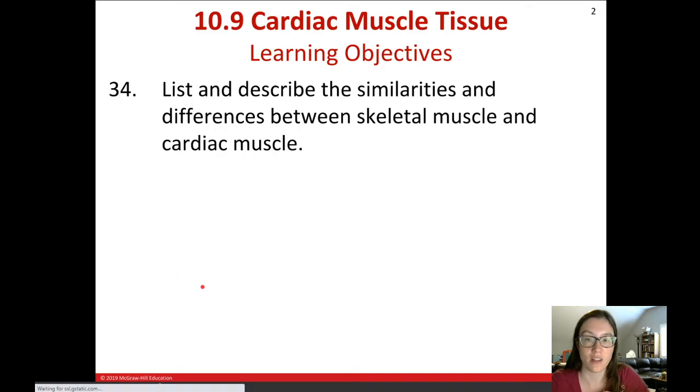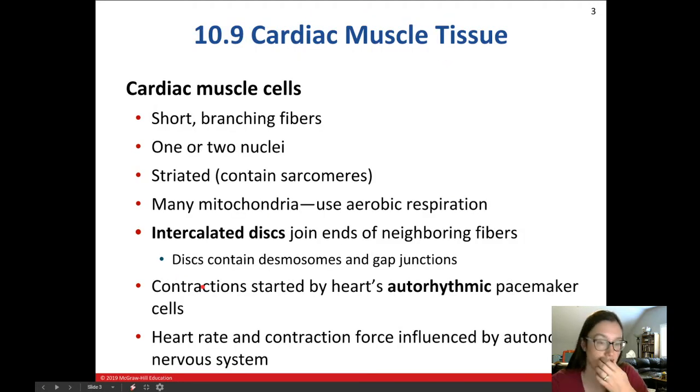Cardiac muscle is something that we'll talk a lot about in 169 when we get to the heart. Cardiac muscle is found in the heart. It has short branching fibers. They each have 1 or 2 nuclei, and it's striated. So it also contains sarcomeres, just like our skeletal muscle. Cardiac muscle has many mitochondria because it uses aerobic respiration pretty much exclusively, and so the heart really needs a lot of oxygen.